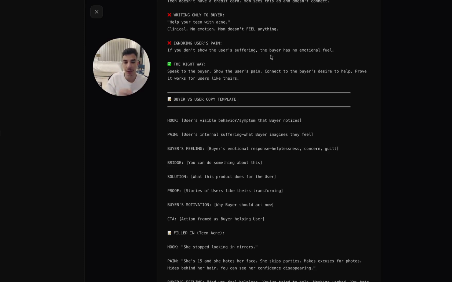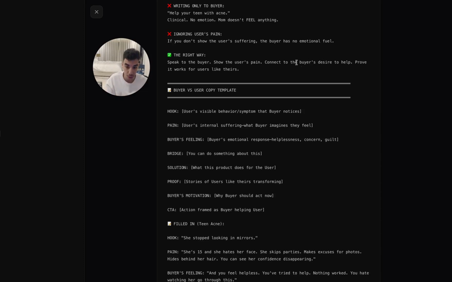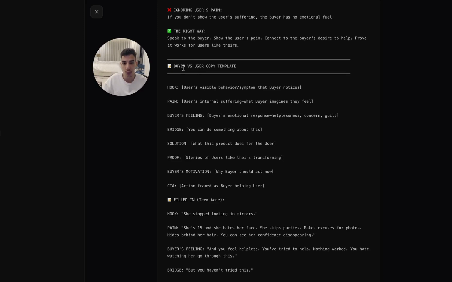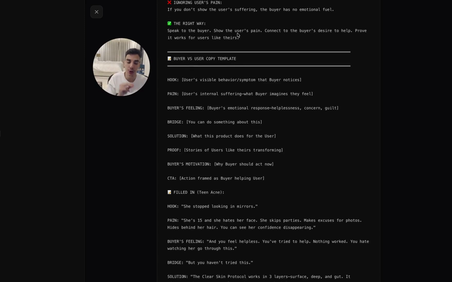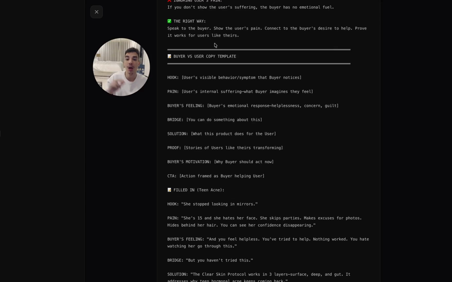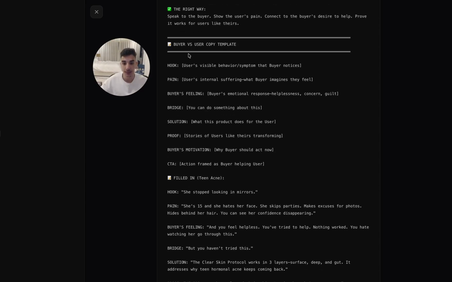If you don't show the user suffering, the buyer has no emotional fuel. You need to trigger that emotional fuel and the nutrients that you need to take care of your loved one. The right way: speak to the buyer, show the user's pain, connect to the buyer's desire to help, and prove it works for users like theirs.